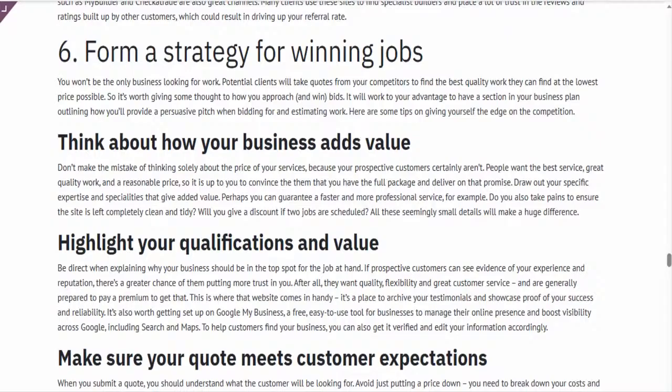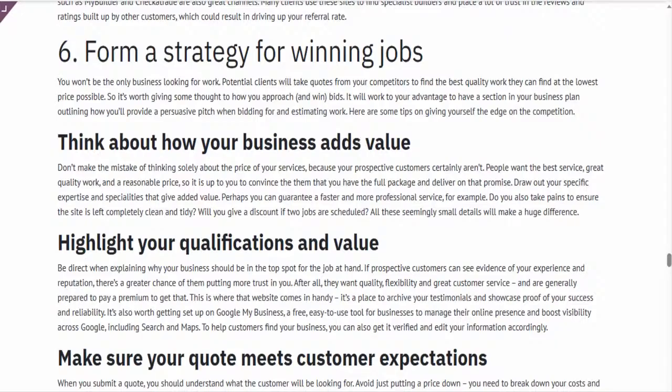Think about how your business adds value. Don't make the mistake of thinking solely about the price of your services, because your prospective customers certainly aren't. People want the best service, great quality work, and a reasonable price. So it is up to you to convince them that you have the full package and deliver on that promise.